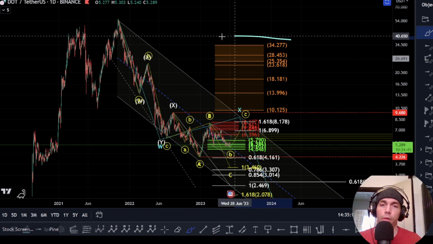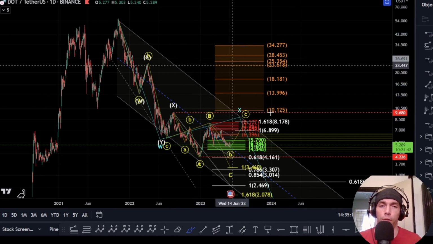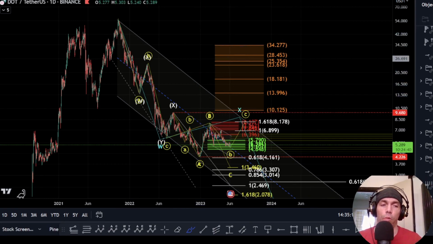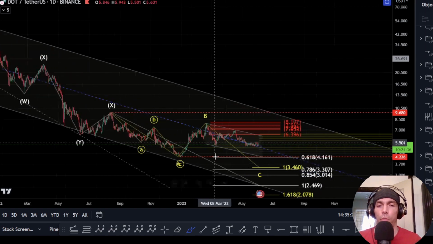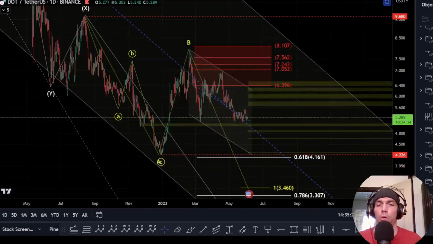So we'll have to keep an eye on this. If we do start to move to the upside, this is going to be an interesting zone that we could actually get a rejection off of. Now, if this Z wave is not completed, however, we could argue two things.